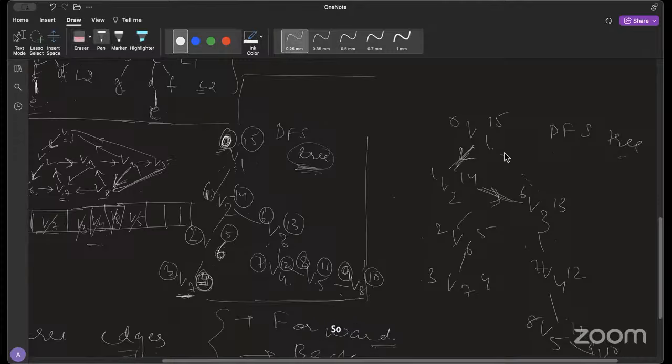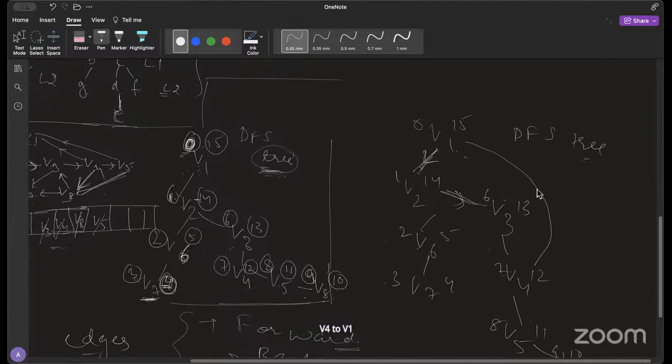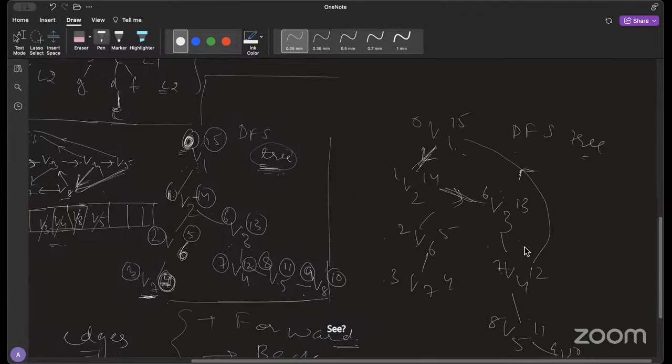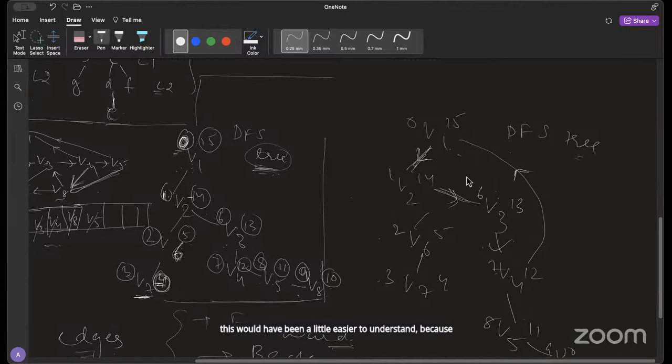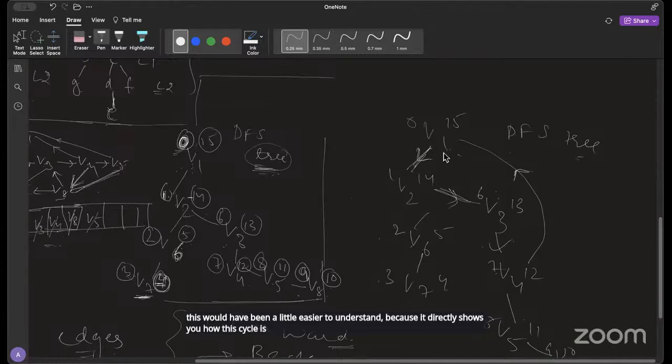So if this was an edge, it would explain V4 to V1. It's there in the graph. That'll be easier. V4 to V1 is already there. Now if you have this edge, this would have been a little easier to understand because it directly shows you how this cycle is being formed. So this is the cycle, right?